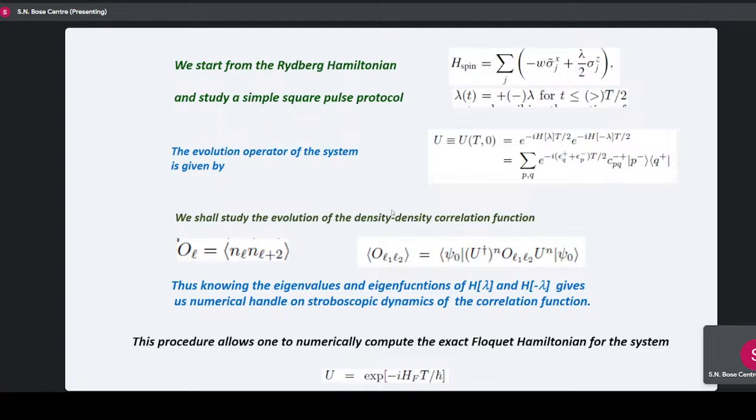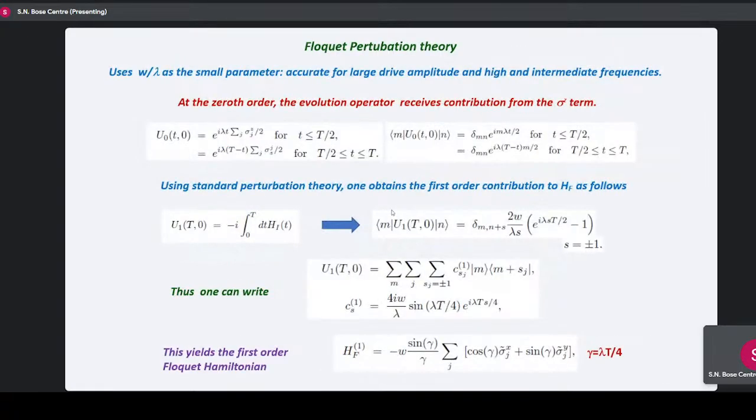And in particular, we are going to look at the density correlation out here. And this is the expectation that we are able to make. This U is also related to the Floquet Hamiltonian, and the eigenstates that we obtain are also eigenstates. However, this analytical calculation can be backed up by some perturbation theory, particularly when this drive amplitude is large.